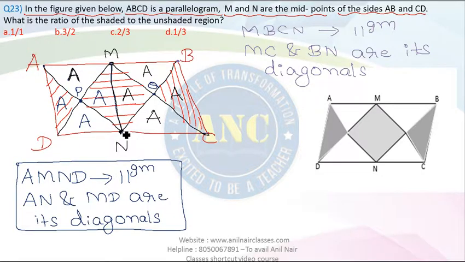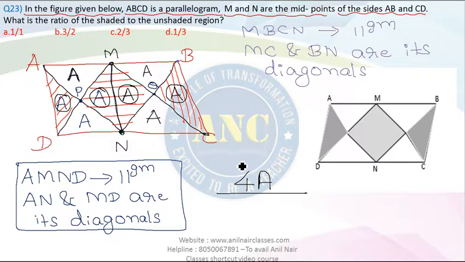Now it is very easy to find the area of the shaded region to the unshaded region. Let us take the shaded portion initially. This is A, this also is A, this particular red color portion is also A, and the last red color portion is also A. So it is A added 4 times. Shaded portion is 4 times the area.